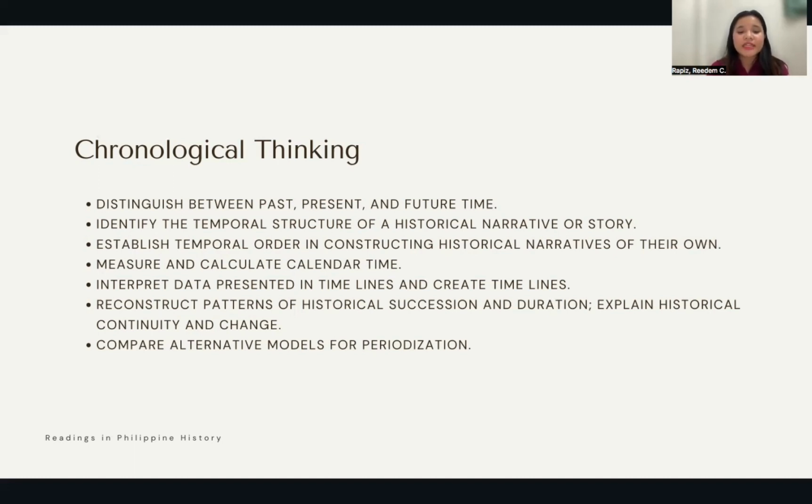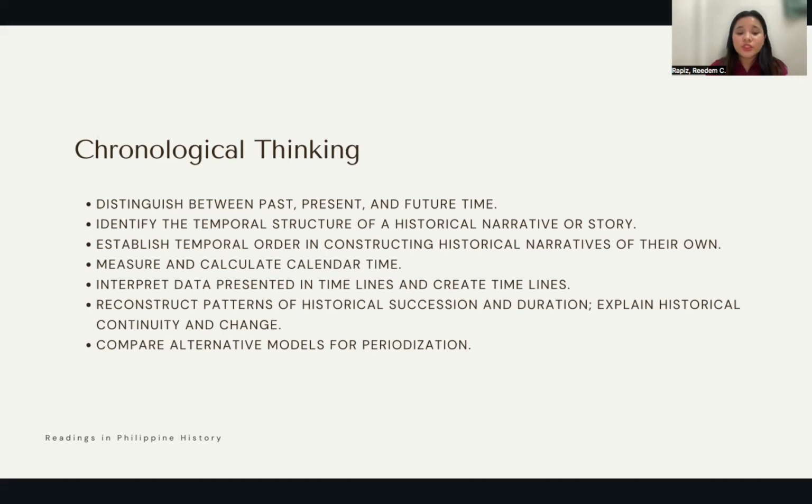Students should analyze the event succession. It requires understanding the sequence in which the historical events unfold, providing a clear framework for comprehending the passage of time within the narrative. Establish the temporal order in constructing historical narratives of their own. By establishing temporal order in constructing historical narratives, students provide a structured and accessible framework for conveying the complexities of the past.